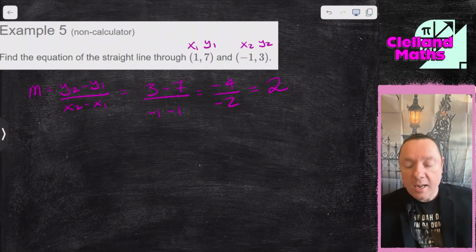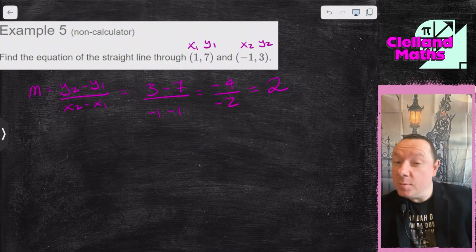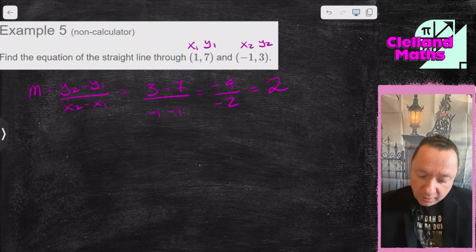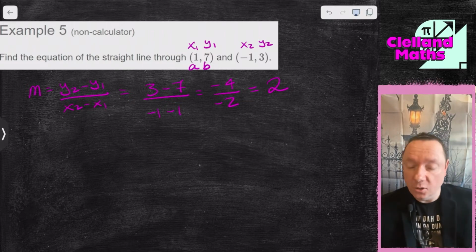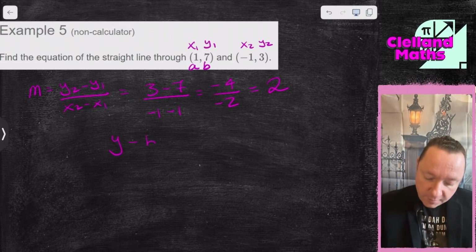So I've now got that. And now I pick a point for it to be a and b. It doesn't matter which one I pick. So I'll pick the one with no negatives because it's just easier to work with, or you might pick the one with smaller numbers. It's up to you. But you get y minus b is m(x minus a).